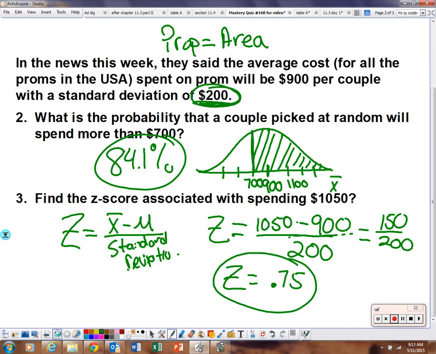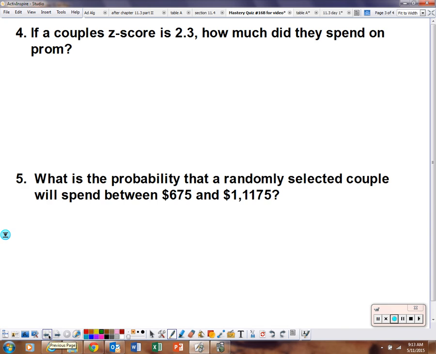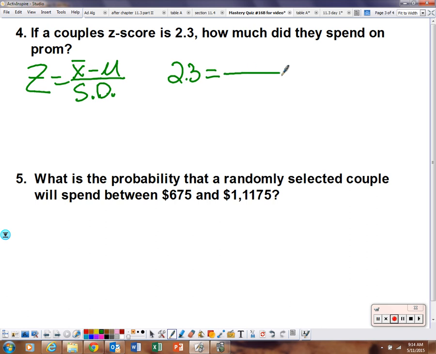All right, two more. Moving on. If a couple's z-score is 2.3, how much did they spend on prom? Well, this is a go backwards problem. So remember, z equals x bar minus the mean, mu, divided by the standard deviation. So I'm going to plug in numbers. z is 2.3, so 2.3 equals x bar, that's what I'm looking for. I want to know how much they are going to spend if the z-score is 2.3, minus the $900, divided by the 200.